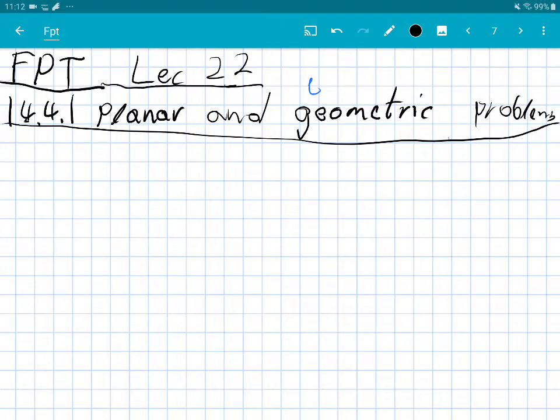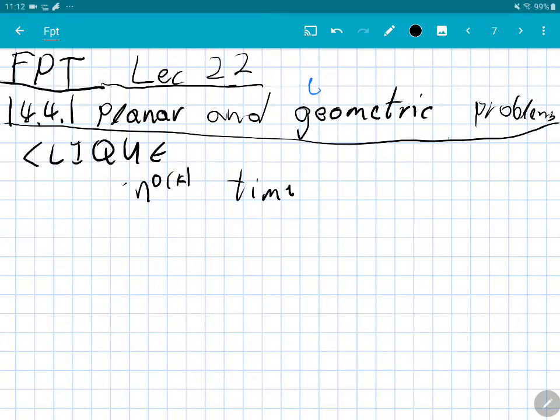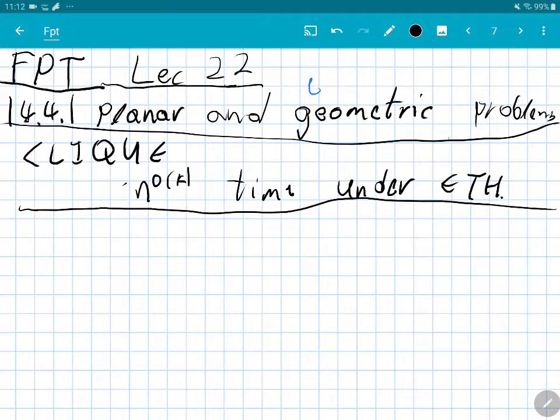Okay, this is lecture 22. In the previous lecture we finished by proving that clique requires at least n to the small o of k time under ETH. And using this, we get a long list of other problems, more or less straightforwardly, that have similar lower bounds.